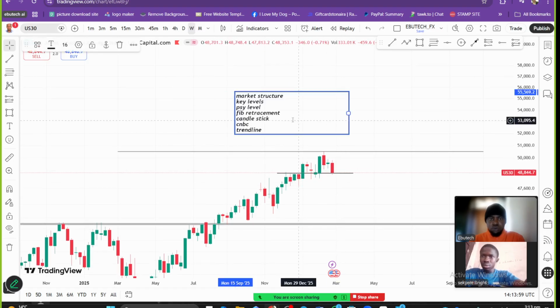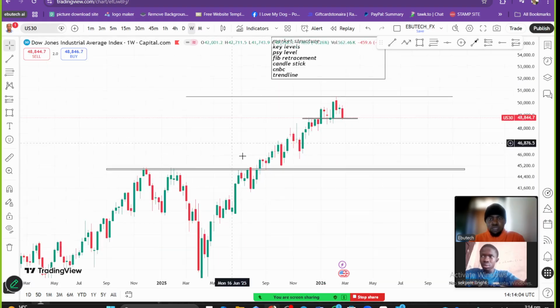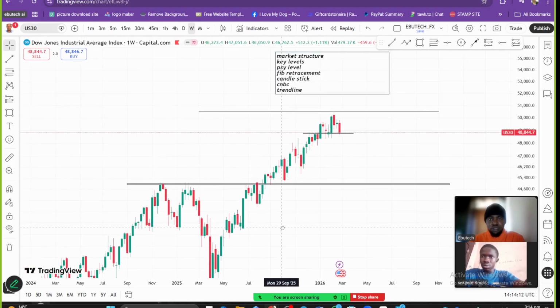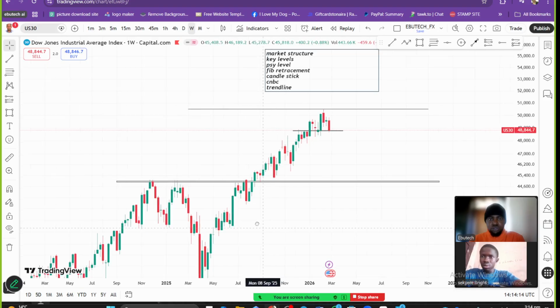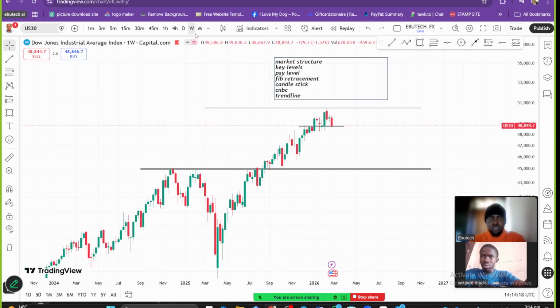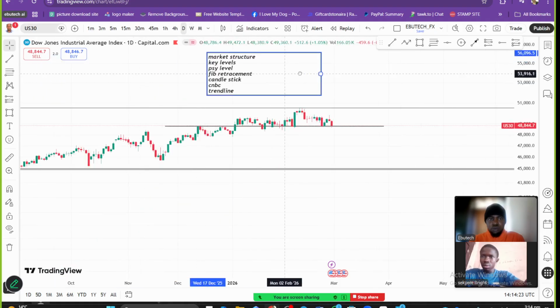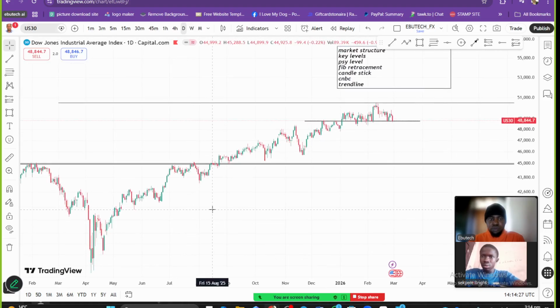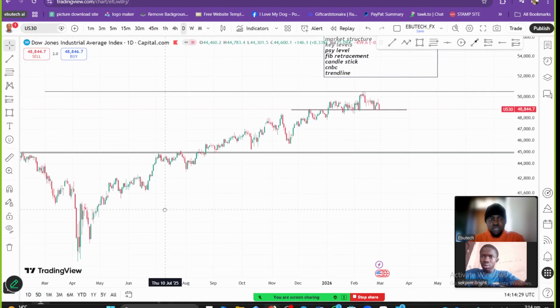Now, what else are we looking at? We'll now have to move down to the daily, because we have already done the key levels and psychological levels. So we'll move down to the daily to see a clear view of the market. Now we have moved down to the daily. What are you seeing in the daily?